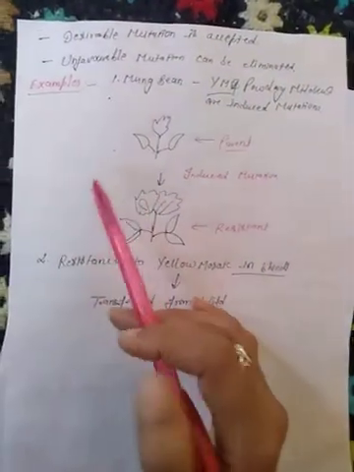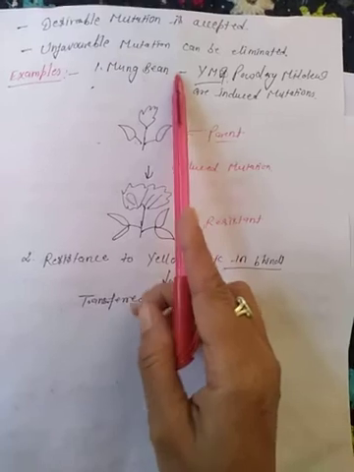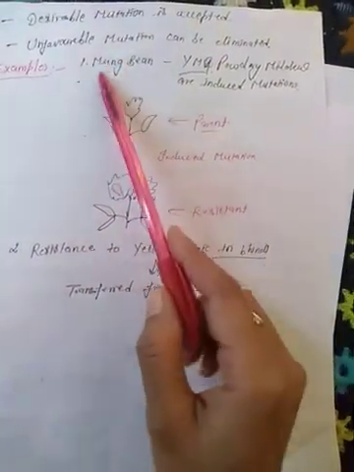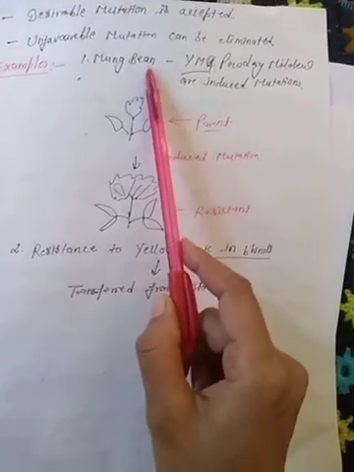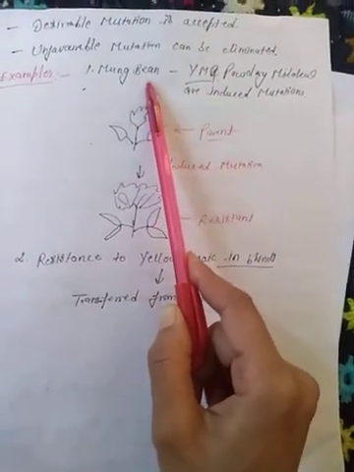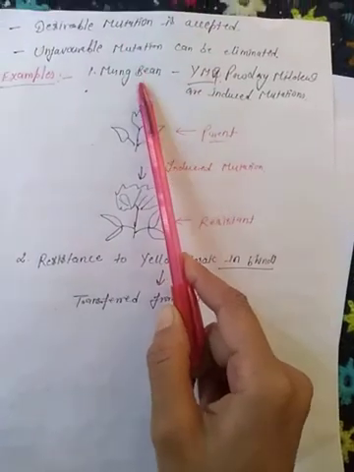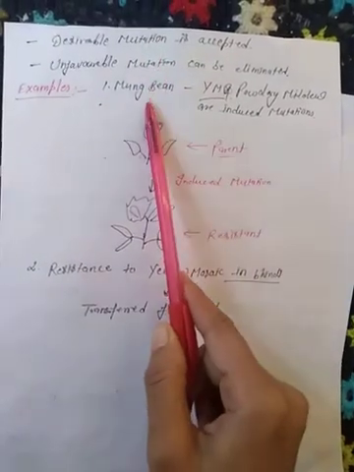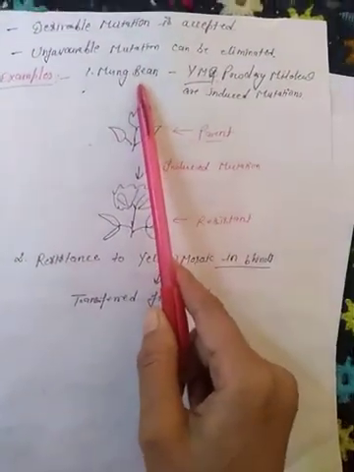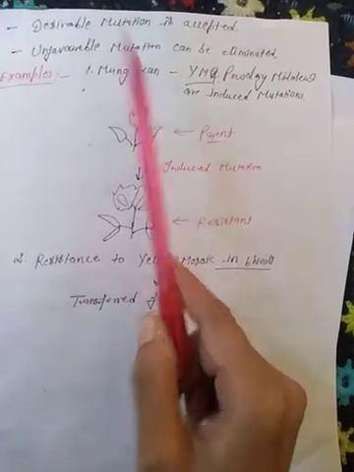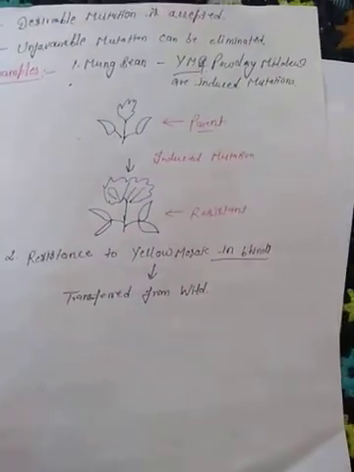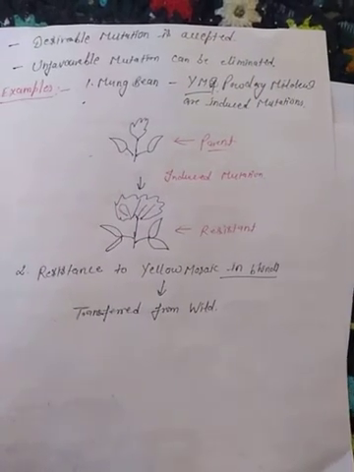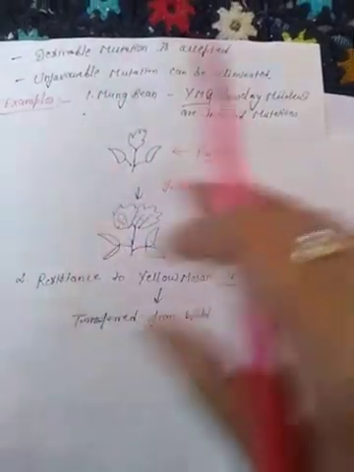Examples are given in NCERT. First is of mung bean. This mung bean is nowadays resistant. Its variety is produced nowadays by mutations, but it is produced willingly, not naturally. Here we have used induced mutations. Induced mutations are where we use chemical and physical agents to cause changes in that particular DNA.